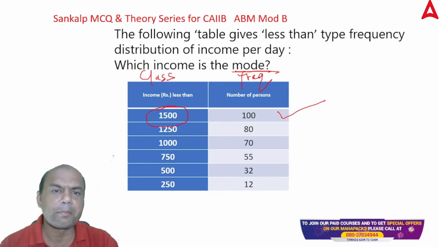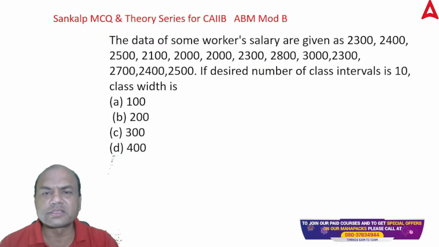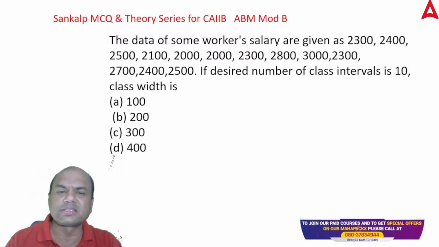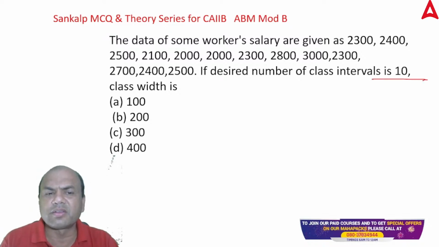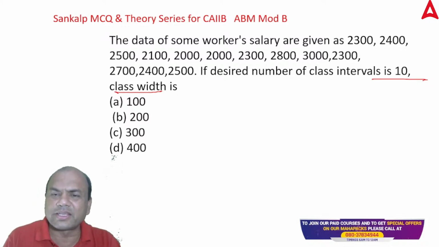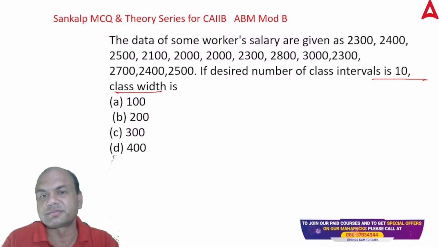Okay. The data of some workers is given, 2300. All these numbers are given. If the desired number of class intervals is 10, what is the class width? Now this you might have done earlier. I might have taken it earlier also. See here, it's very simple. Firstly, let me see how many of you are answering this.